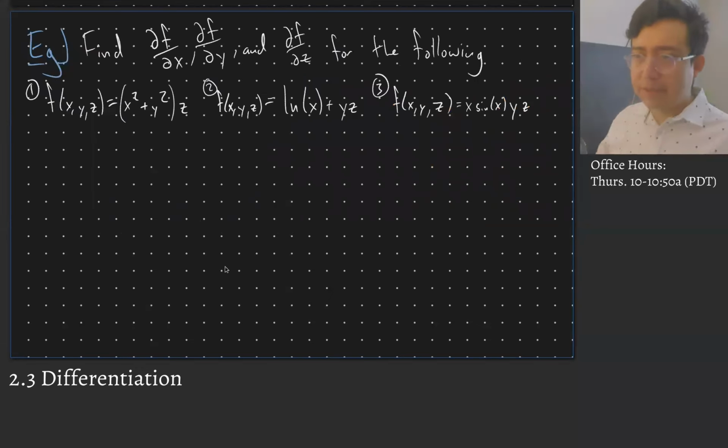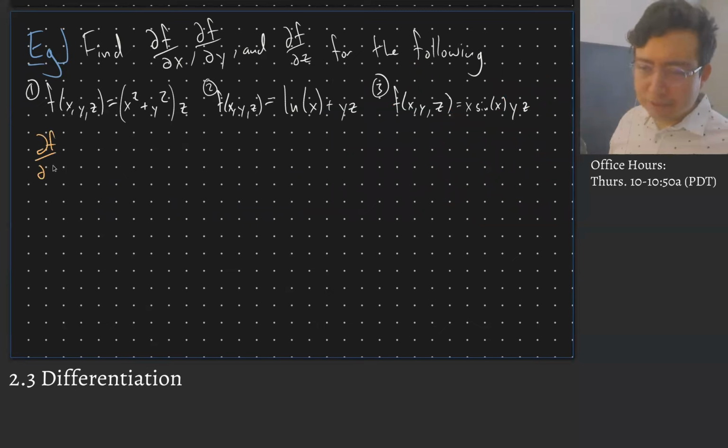Cool. Let's see. So we're going to compute the partial with respect to x, the partial with respect to y, and the partial with respect to z for the following functions, each of these functions. Okay. So let's start with number 1 here. df dz, or dx, I should go in order. df dx is we're going to take this derivative with respect to x.